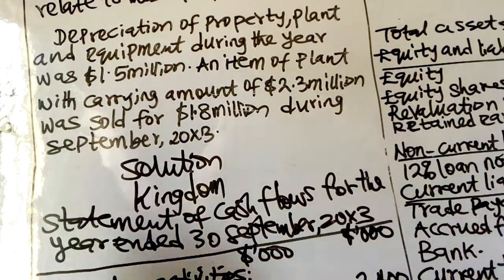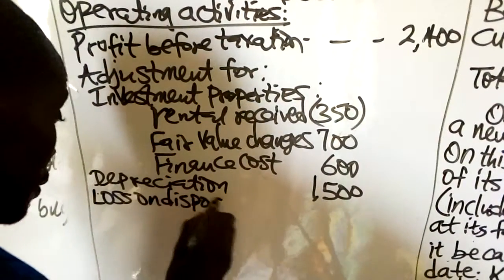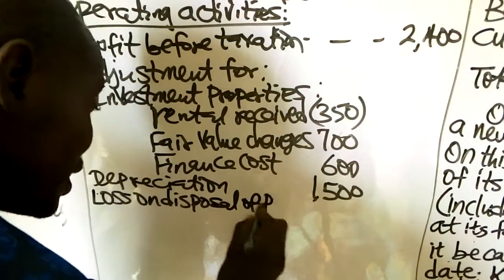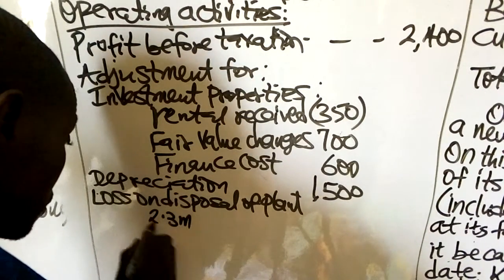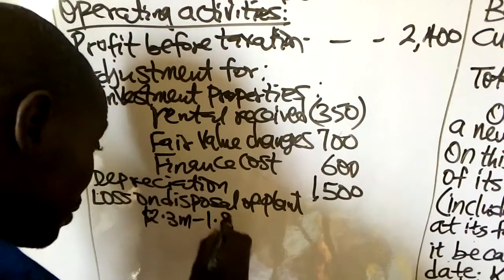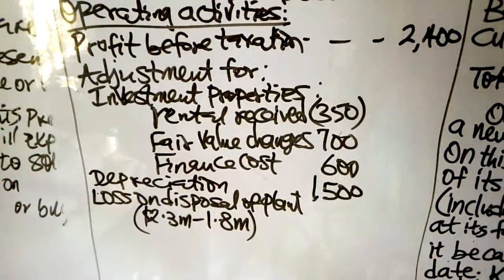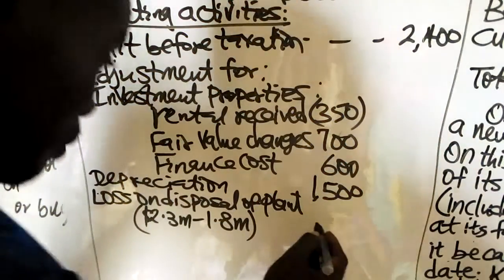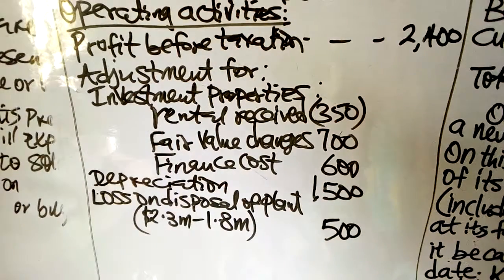So you now have loss on disposal of plant. The carrying amount is 2.3 million and the proceeds are 1.8 million. So 2.3 minus 1.8, the difference is 0.5 million, which is 500,000. So it was sold at a loss of 500,000.